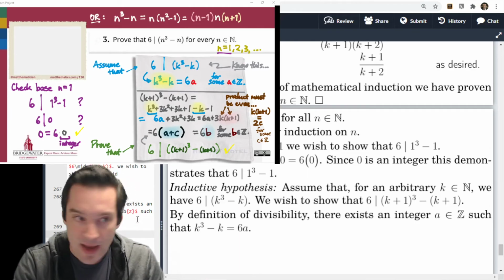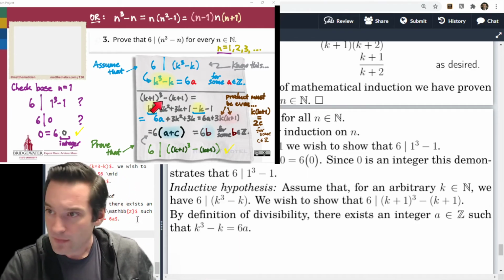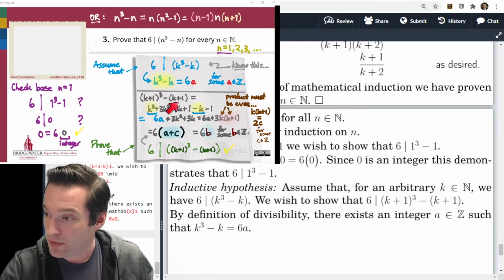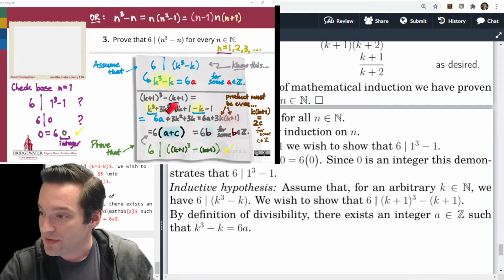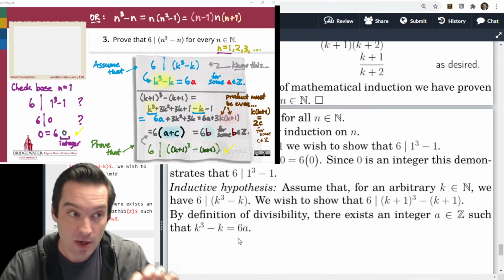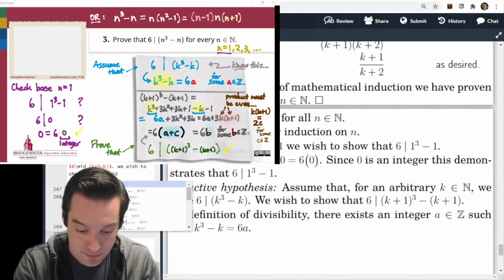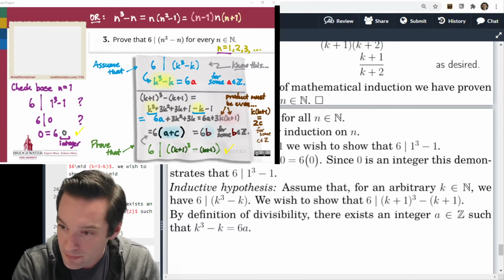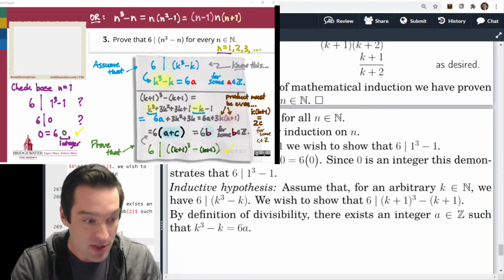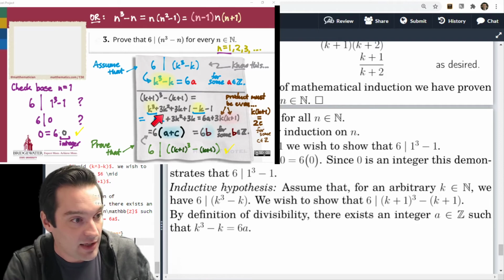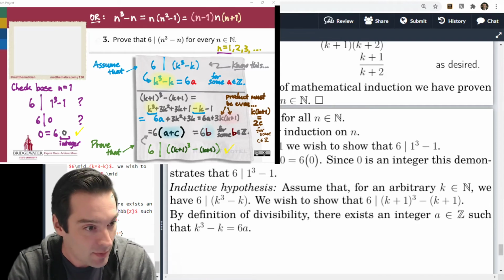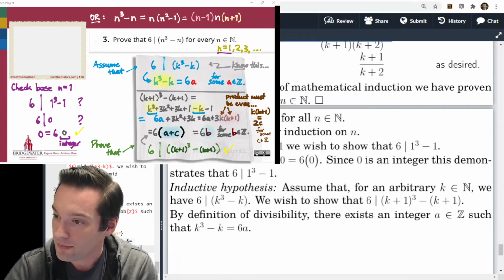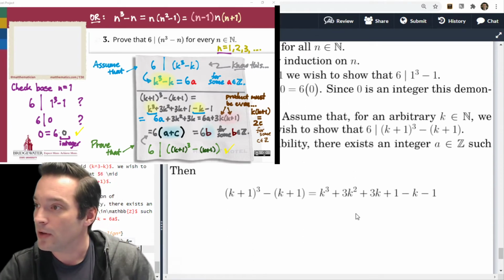And now we're going to rejoin the napkin, at the left-hand side of the equation that we're trying to justify. In other words, we need to show that 6 is a factor of k plus 1 cubed minus k plus 1. So we're going to start from that: k plus 1 cubed minus quantity k plus 1. We do all of the expansion on the left-hand side that we did right here to get k cubed plus 3k squared plus 3k plus 1 minus k minus 1. So there's that whole mess.